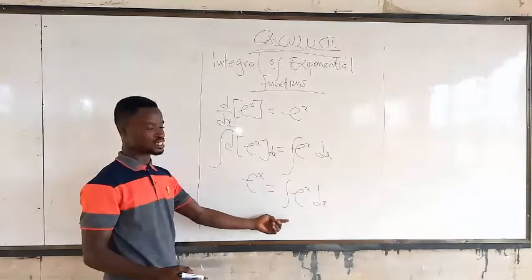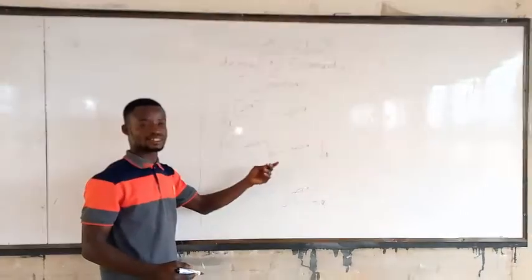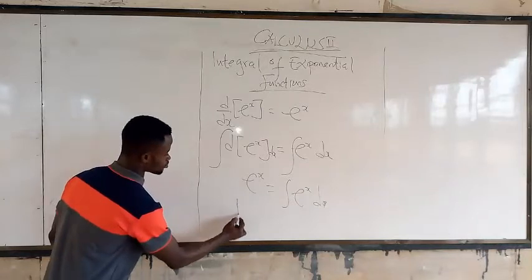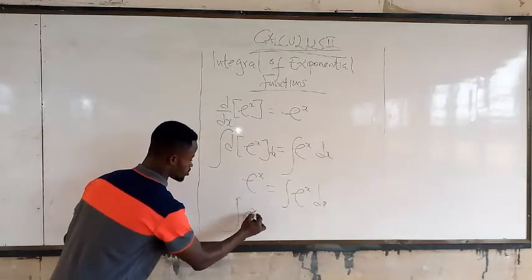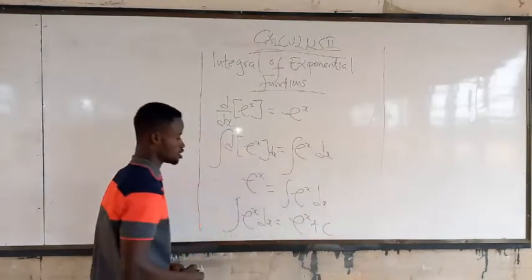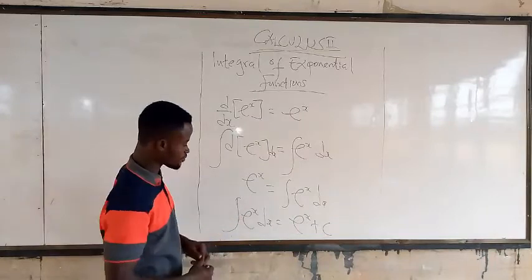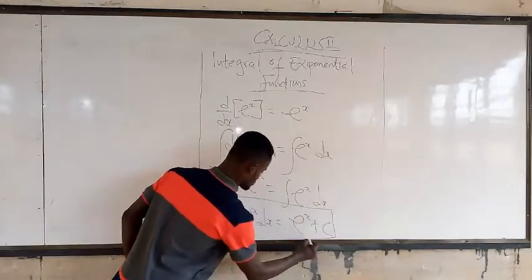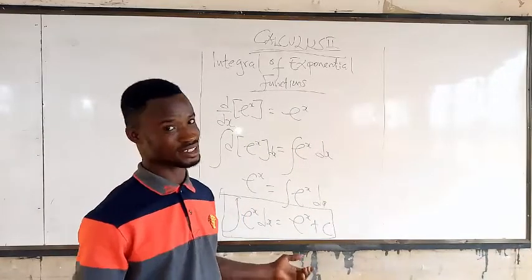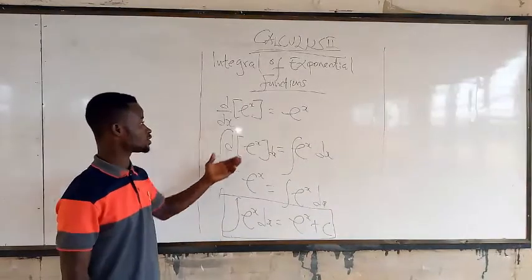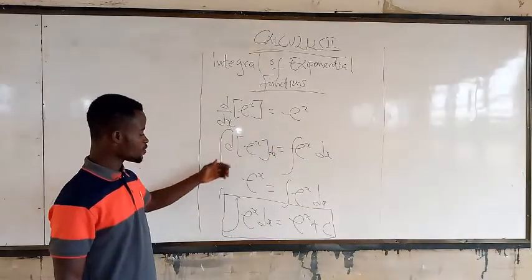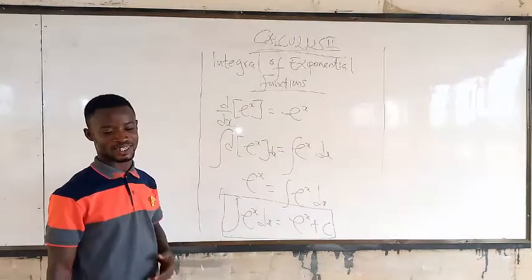So what this means is that integration is a reverse process of differentiation. So when you integrate e to the power s ds, you are going to get e to the power s plus c. So that is that for that. Hope this is simple. When you differentiate e to the power s, you get e to the power s. When you integrate e to the power s, you get e to the power s.